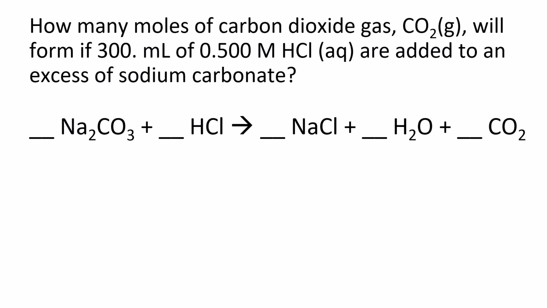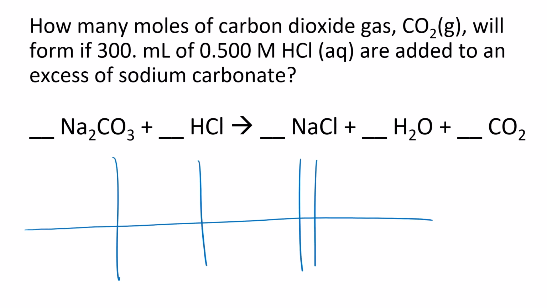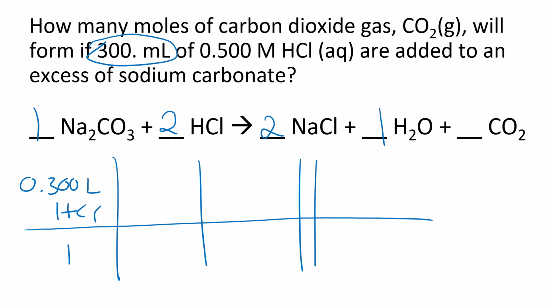Oops. How many moles of CO2 will form if 300 milliliters of 0.500 molar HCl are added to this reaction. So volume to moles is three steps, but you need to make sure that you have your volumes in liters for it to cancel out with the molarity. So that's going to be 0.300 liters of HCl over 1. But make sure you also balance your reaction first. So I have two H's here, one here, so I'll put a 2 here. I have two Cl, so I'll put a 2 here, and 1, 1, 1.